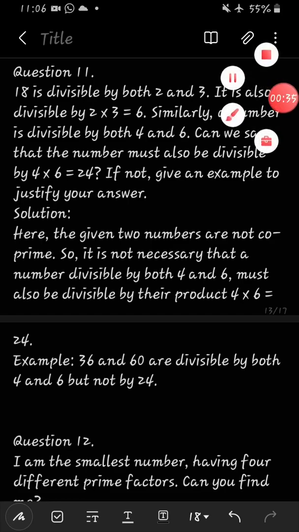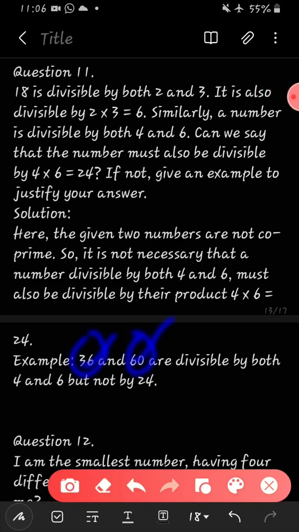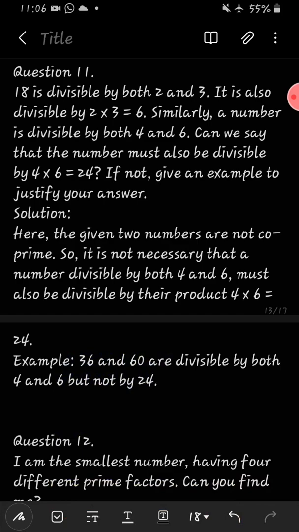Let us take an example, that is 36 and 60. 36 is divisible by 4, 4 into 9 is 36, and 60 is divisible by 4, 4 into 15 is 60. Again 36 is divisible by 6, 6 sixes are 36, and 60 is divisible by 6, that means 6 into 10 is 60. But they are not divisible by 24. Okay, so let's proceed to question number 12 now.